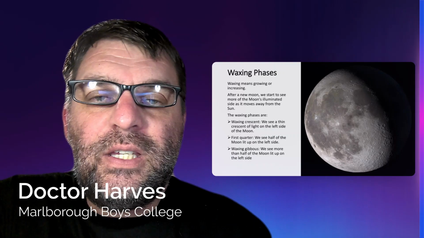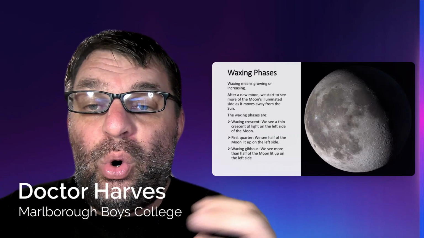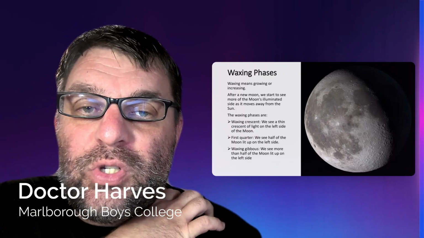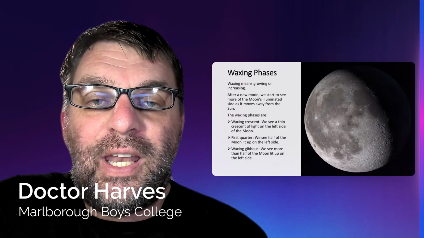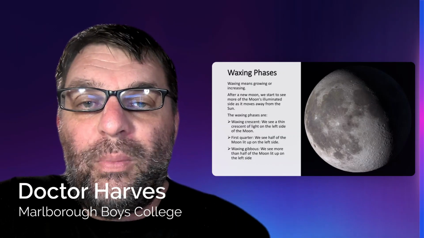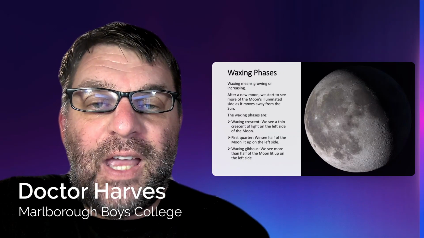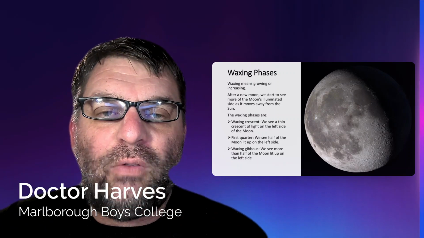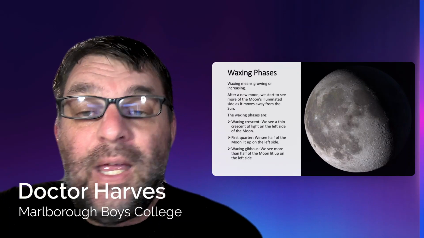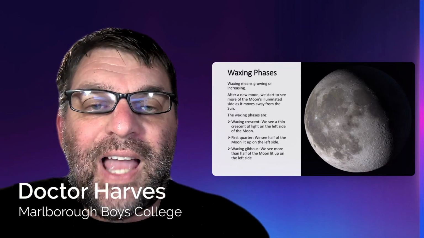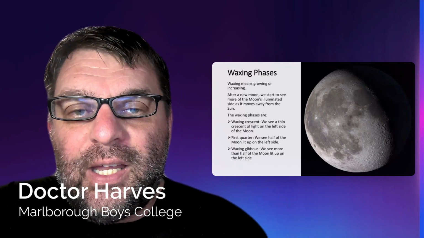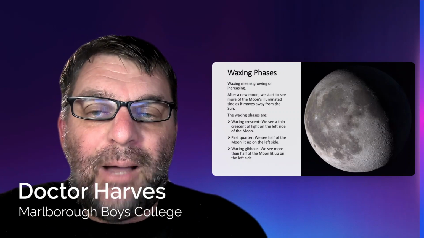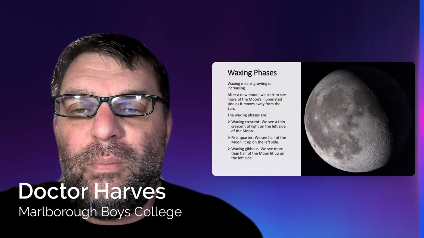Then we have the waxing phases. So waxing means growing or increasing. So after the new moon, we start to see more of the moon's light side, the illuminated side, as it moves away from the sun. And the waxing phases are known as the waxing crescent, where we see a very thin sliver of light on the left side of the moon. That moves to the first quarter, where we see half of the moon lit up on the left side. Then finally the waxing gibbous, where we see more than half of the moon lit up on the left side, as we see here from this image.